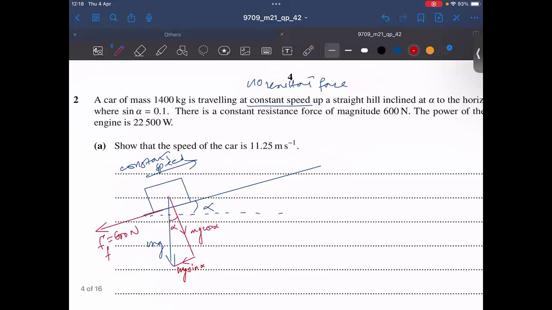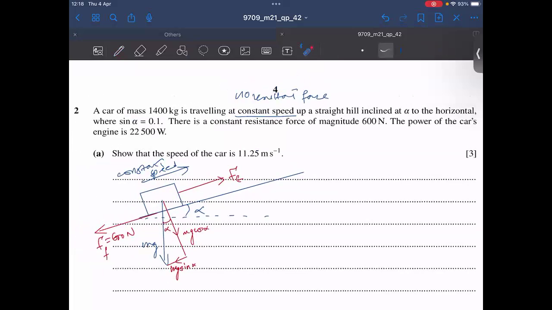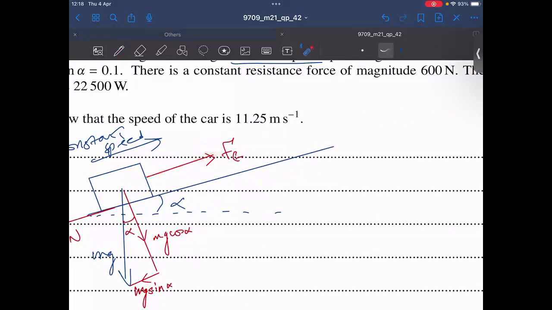The power of the engine. Of course, there must be some force. There's the force of the engine. If you have been given the power of the engine, that means there must be some force the engine must be exerting. So I've marked this force directed up the hill, and I have labeled it as Fe. That is the force of the engine.